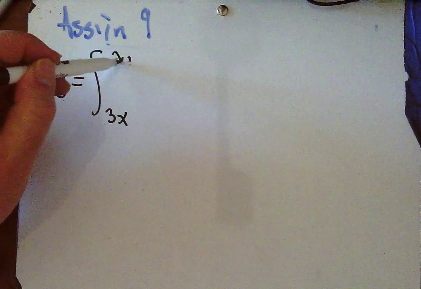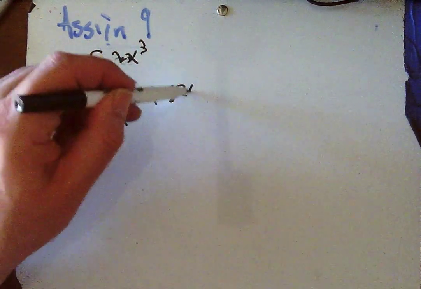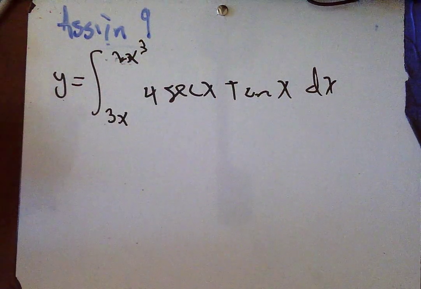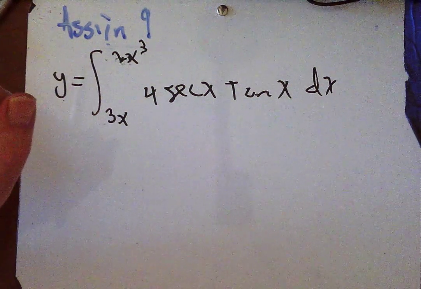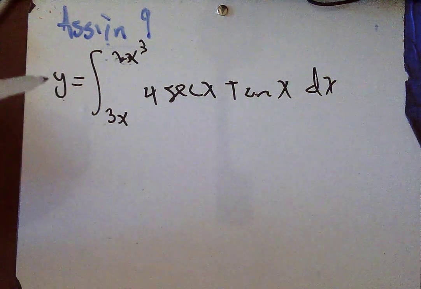Okay, one last one of these. How about in the case of y equals the integral from 3x to 2x to the third of 4 secant x tan x dx. Tell me about that one. It may take another minute or so for you to figure it out. Pause the video if you need more time.